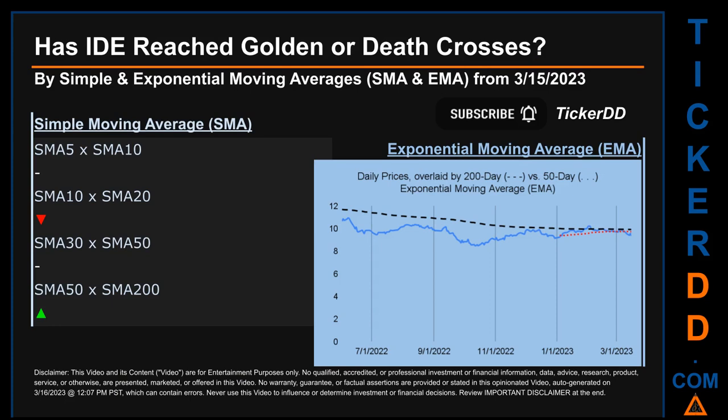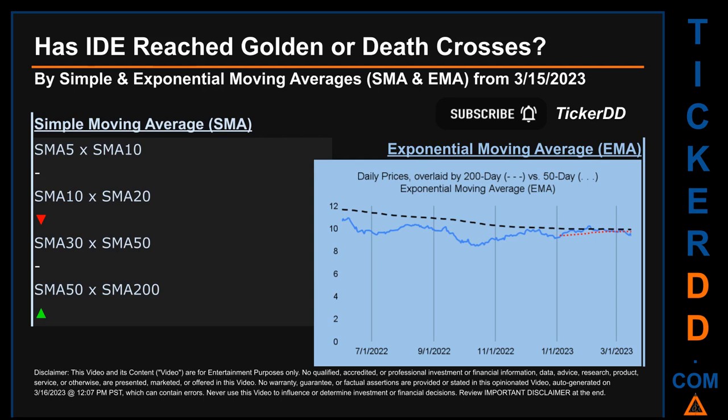Has IDE price reached golden or death crosses? Golden cross and death cross are basic signals that compare average prices across two specified trade day ranges, a short-term versus a long-term range. For example, 5-day versus 10 trade days. Essentially, a golden cross is a bullish signal. It appears when a ticker's short-term moving average crosses above its long-term average. Vice versa, a death cross is a bearish signal when the short-term average crosses below its long-term moving average.